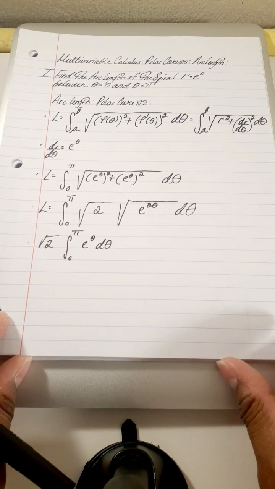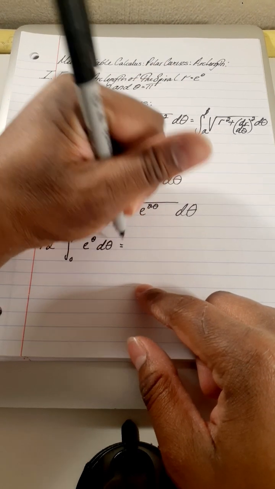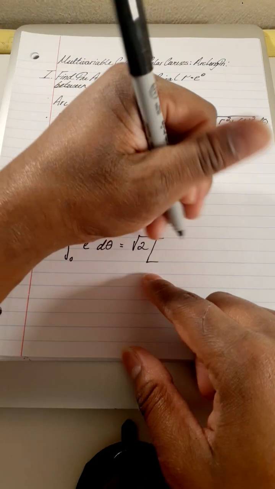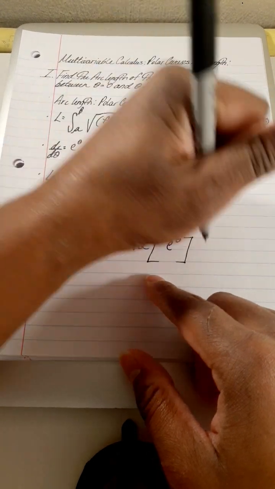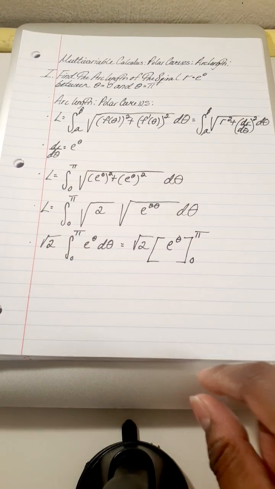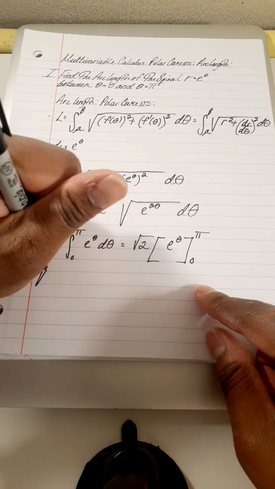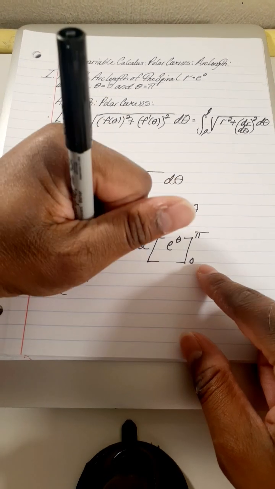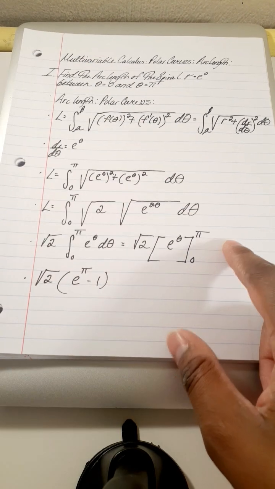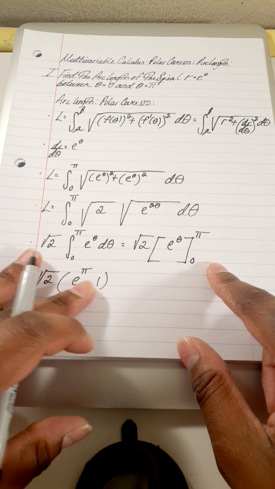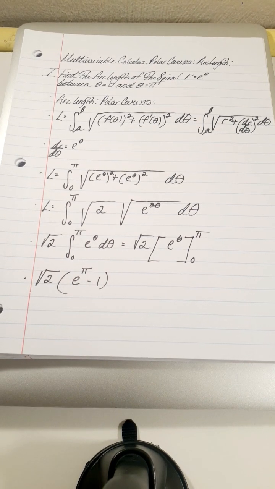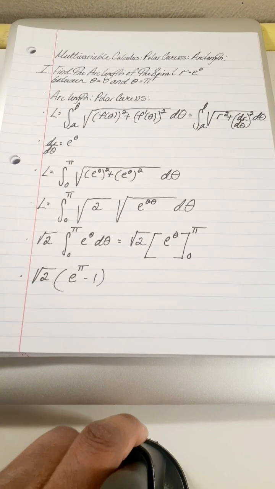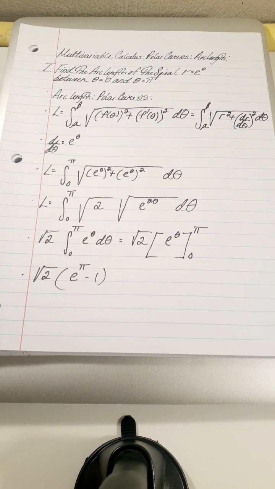Okay, so hopefully you're with me on that so far. So we just got the square root of 2. We know that if we take the antiderivative of e to the theta d theta, we get e to the theta, from 0 to pi. So when we substitute in using the fundamental theorem of calculus, we'll get e to the pi. Remember, e to the 0 is 1, so that's minus 1. So we'll have the square root of 2 times e to the pi minus 1, which we could put in a calculator and find an approximate value for.